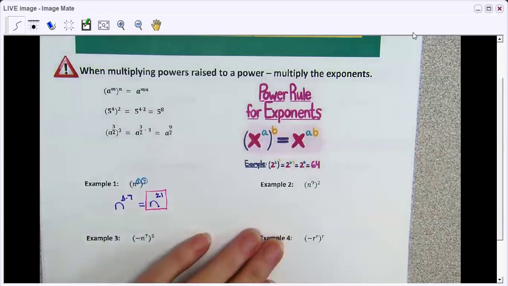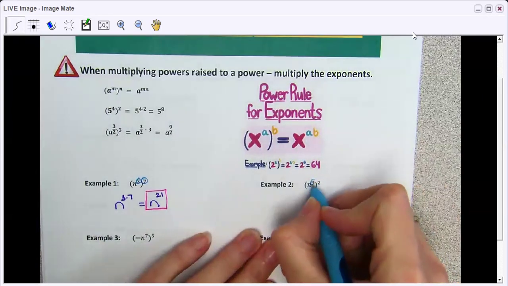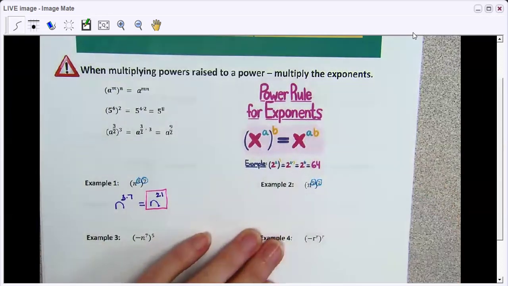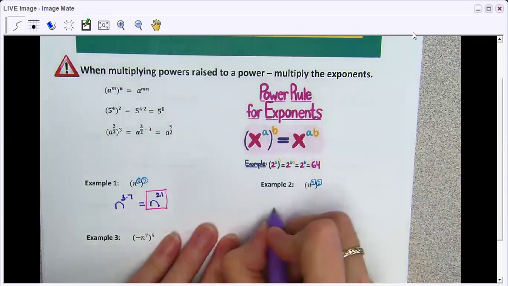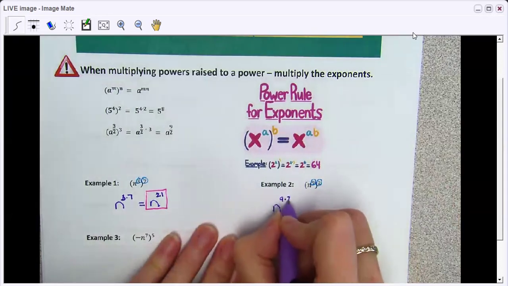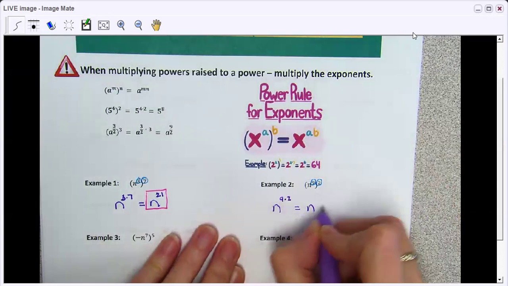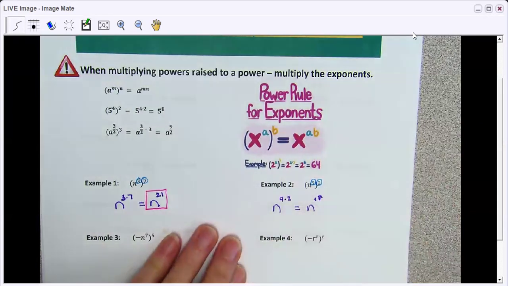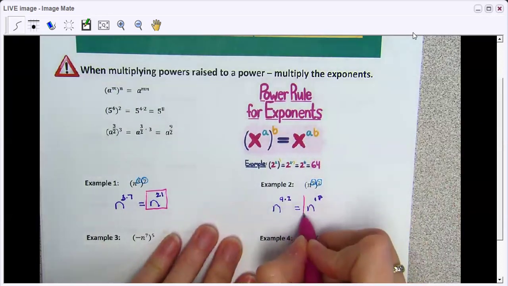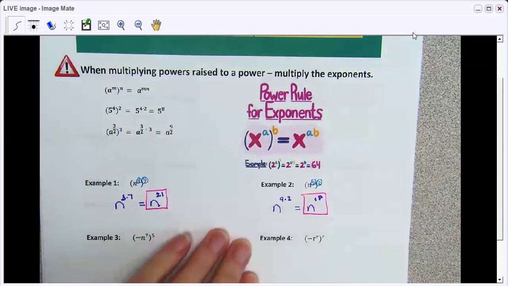Example 2 is the same. You're going to take n to the power of 9 raised to the power of 2. You end up with n to the power of 9 times 2, and that equals n to the power of 18. That 18 looks a little funny.